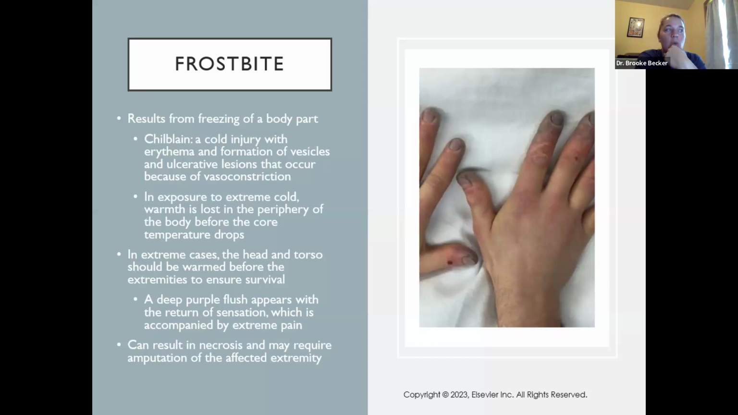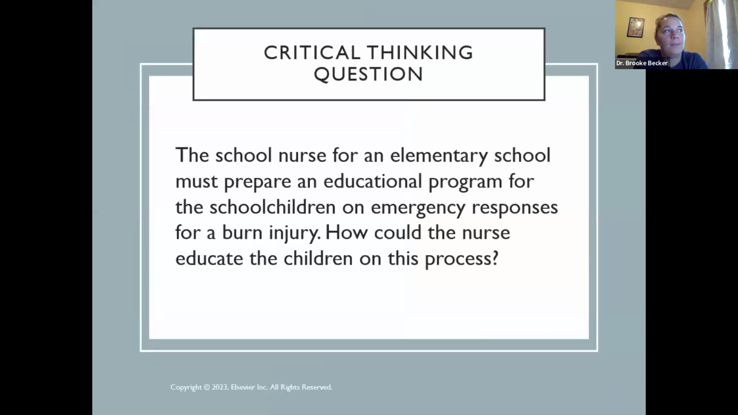Chilblains, that's the cold injury with erythema and the formation of the vessels. That then causes vasoconstriction, which is why you get that darkened color, because of the loss of circulation to that area because of the severe vasoconstriction that happens in really cold temperatures. So to reduce frostbite in kids, it's gloves, wearing the appropriate winter gear outside, and also not being outside for long periods of time if it's really cold.